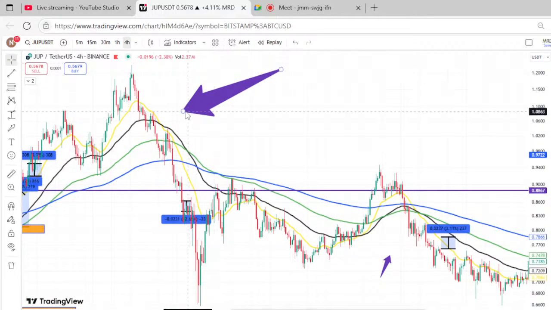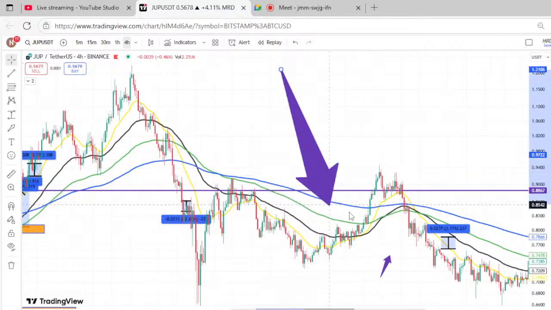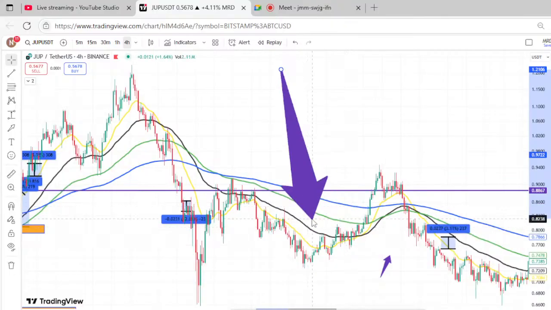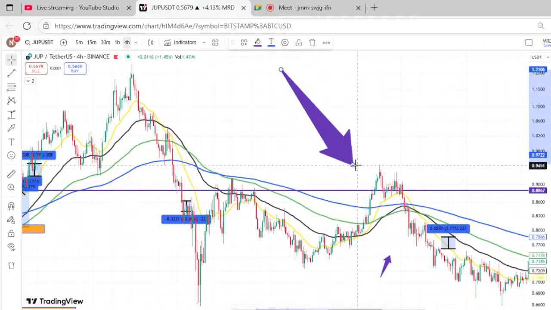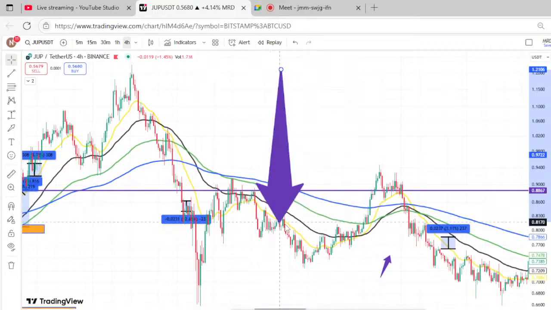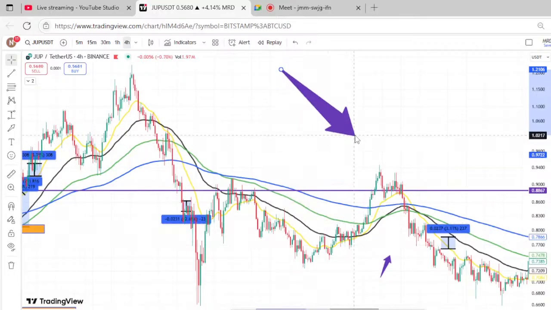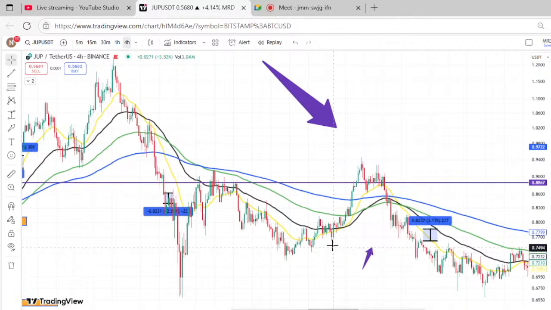When they are not crossing each other, please don't trade, because there is no confirmation. If they are straight, not crossing each other, don't bother to trade. Please mute your microphone. Microphone is off, guys. Don't bother to trade when these moving averages are not crossing each other.